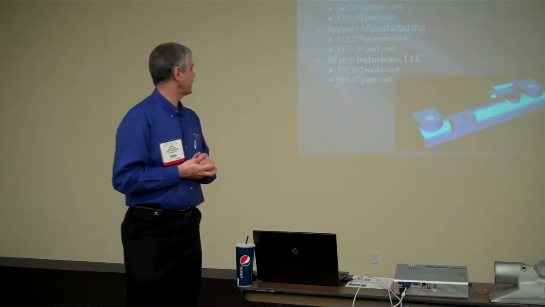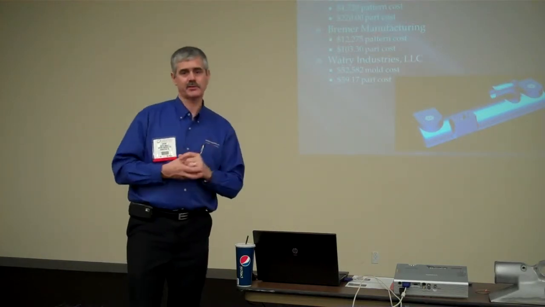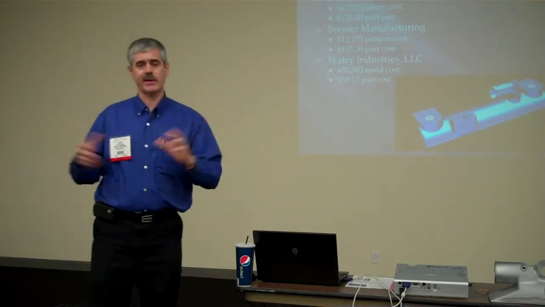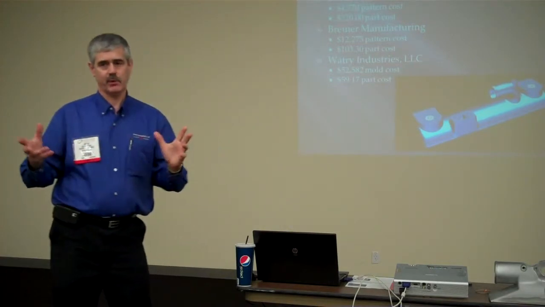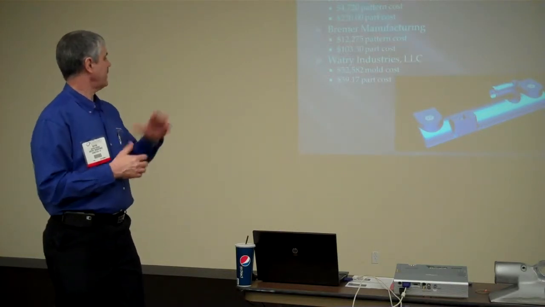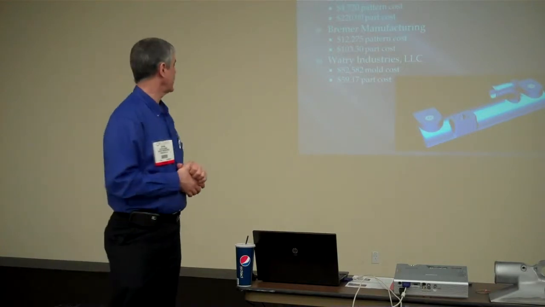An example of a part, and it's the part that's shown in the picture there, which we prototyped for a customer. Just to give an illustration, there was patterns and castings with a little sand cast foundry. Green sand molding, floor molding, nothing very high tech. And the pattern cost of that part was $4,720, and you can see the part cost was $220.